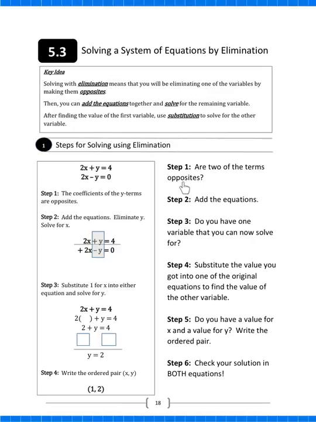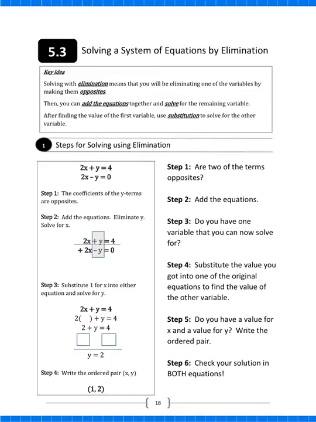The first step is to look for two terms that are opposites. So here I have 2x plus y equals 4 and 2x minus y equals 0. So my terms are a 2x, a positive y, and down here I have a 2x and a negative y. I see that I have a positive y and a negative y. These two terms are opposites. Okay? Step 2, add the equations.